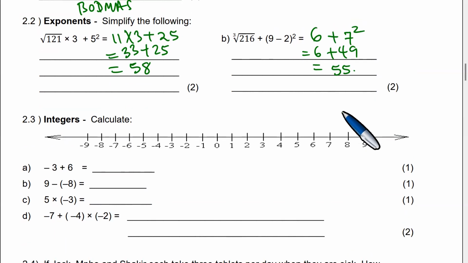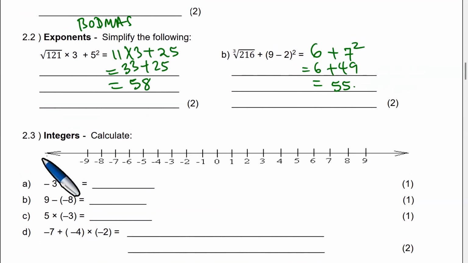The next thing we shall look at now are integers. Calculate this here. Okay. Negative 3 plus 6 is what? What do you think is the answer? It says negative 9.